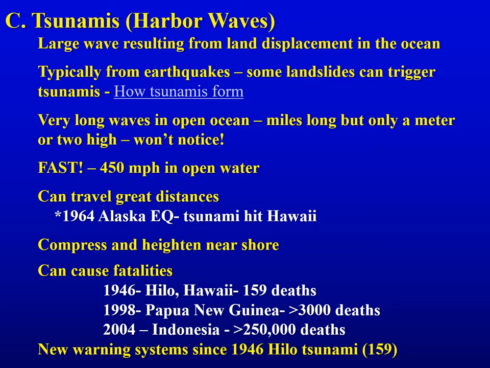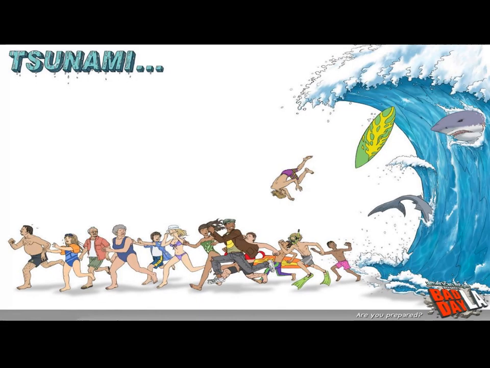In fact, one of the problems with the 2004 Indonesian earthquake and tsunami is that there wasn't a warning system set up for the Indian Ocean. A lot of people died because they weren't warned. Some people died several thousand miles away in Africa because there wasn't a warning system and because these waves can travel such great distances.